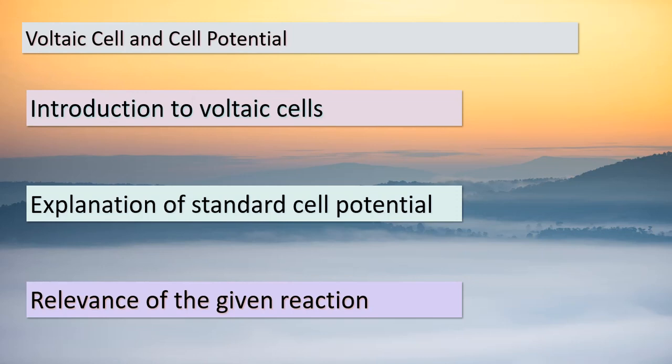Now, let's apply this knowledge to the specific reaction involving Pd and Cd. This reaction has a measured standard cell potential of plus 1.03 volts. So, let's uncover the half-cell reactions that make this process possible.